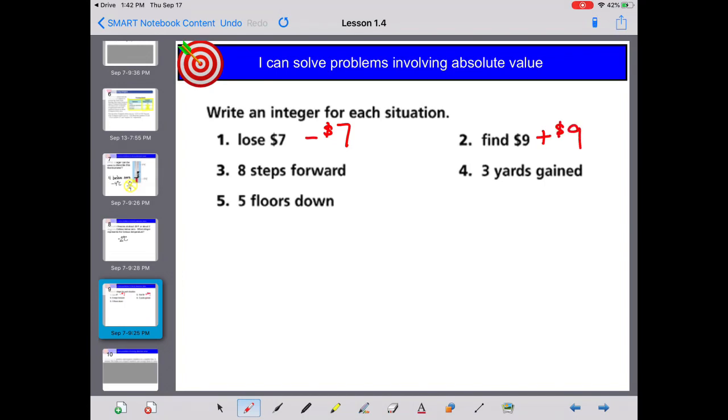Number 3, 8 steps forward would indicate a positive direction, so we would say +8 or just 8. Number 4, 3 yards gained in a football game would be notated by positive 3 yards or just 3 yards. Number 5, 5 floors down indicate a negative direction, so we would say negative 5 floors.